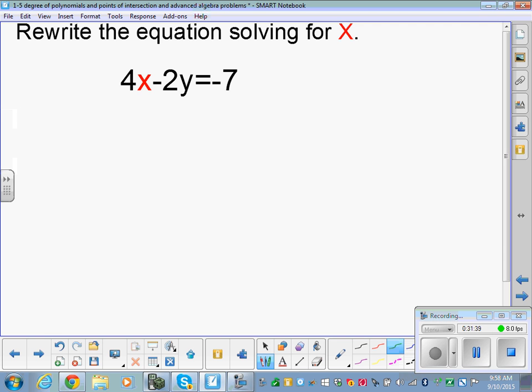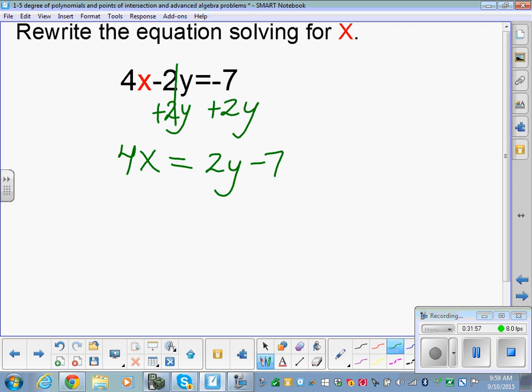What's my first step? Good. Add 2Y to both sides. That has to be my first step with this one. So I have 4X is equal to, those added up to be 0, so we got rid of it. And then we have positive 2Y, so I'm just going to write 2Y, and then it's minus 7. Can you combine 2Y minus 7? Not like terms. Very good.